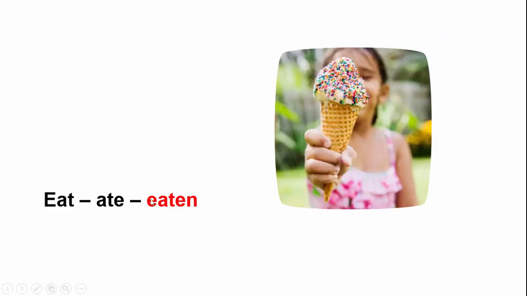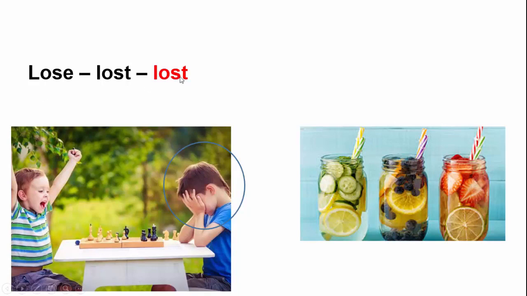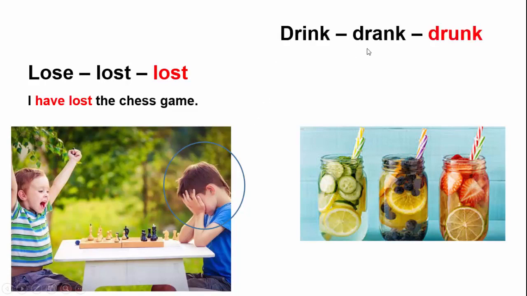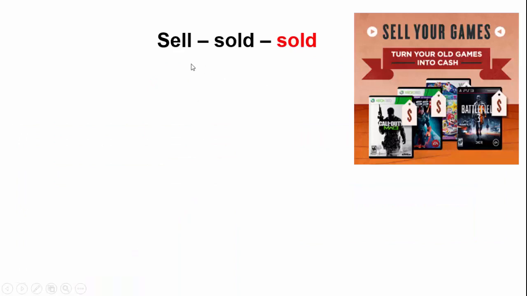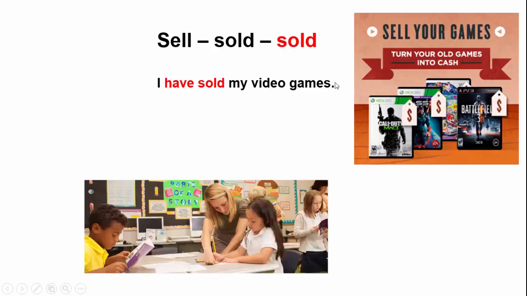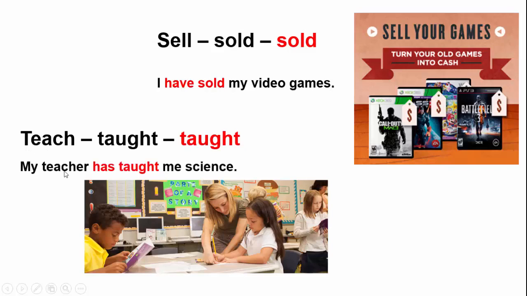Eat, ate, eaten. She has eaten an ice cream. Lose, lost, lost. I have lost the chess game. Drink, drank, drunk. I have drunk some lemonade. Sell, sold, sold. I have sold my video games. And teach, taught, taught. My teacher has taught me science.